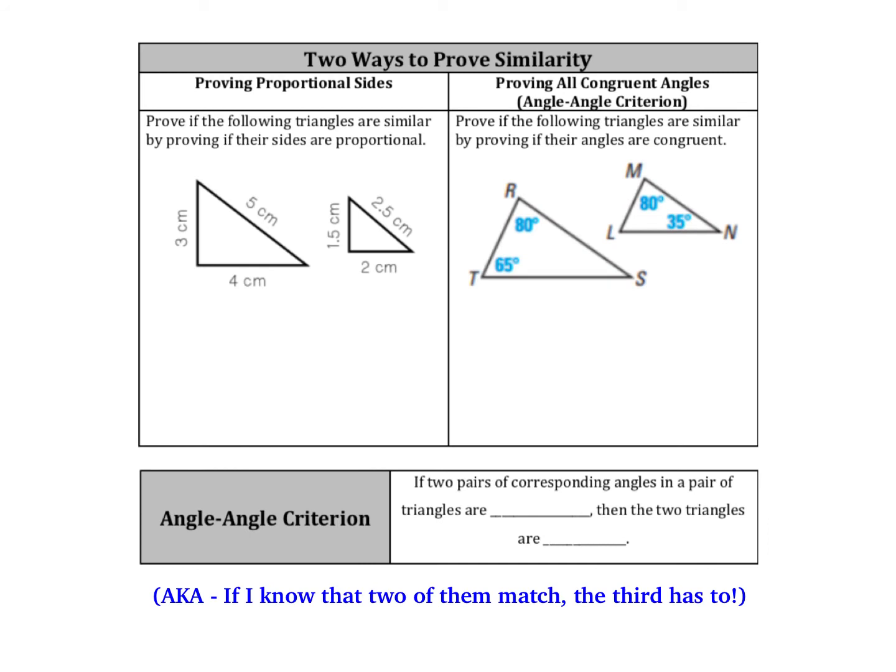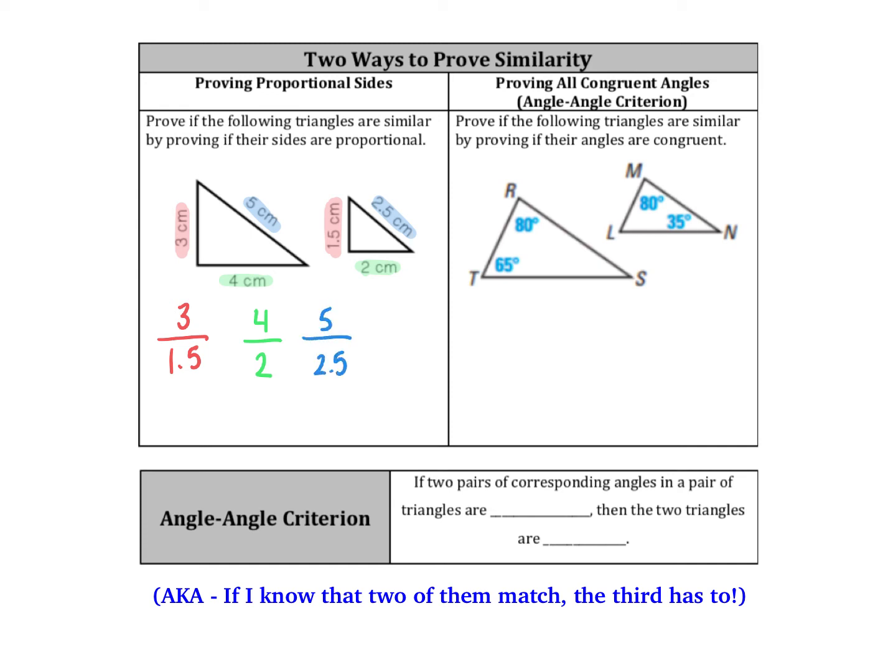If I have information about the sides, what I want to try to prove is that my sides are proportional to each other. Where you're going to start is matching up pairs of corresponding sides. Remember, corresponding means it matches up in locations. So 3 would correspond to the 1.5, 4 would correspond to 2, and that 5 would correspond with the 2.5. So what I'm looking for is if 3 over 1.5 is proportional to 4 over 2, and if that's proportional to 5 over 2.5.